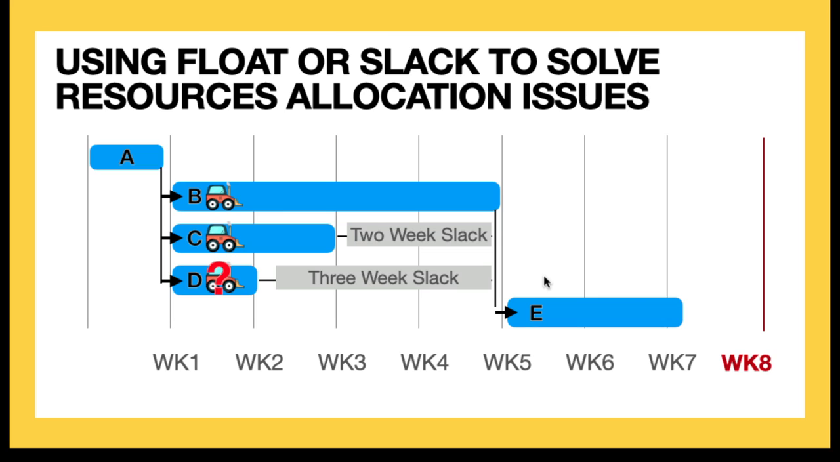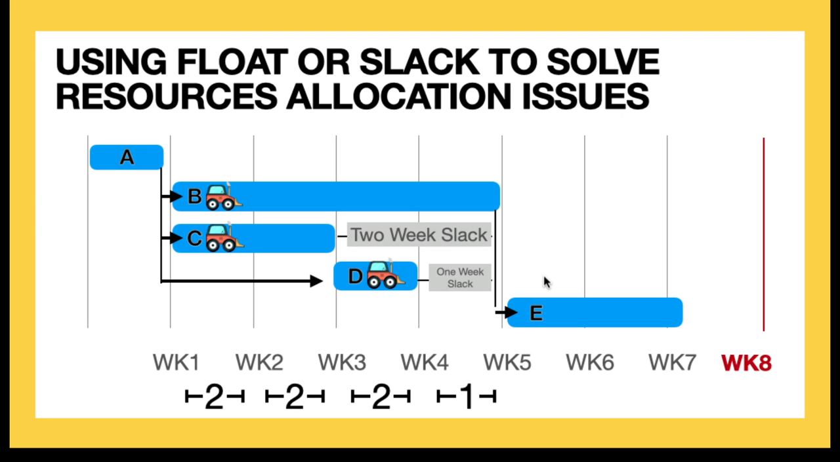Without going into much detail, I'm going to at least mention that you can, in fact, use float or slack to solve resource allocation problems, but you can also do it to smooth out your utilization curve. So let's say you happen to actually have three bulldozers. Well, do you want to have to cart three bulldozers out to the job site? Then after 1 week of work, one of the bulldozers comes back to your main office. And then after another week of work, the second bulldozer comes back. And then you just leave one bulldozer out there. Well, if you shift that, once again, you've kind of smoothed out the hills and valleys in your resource utilization curve.